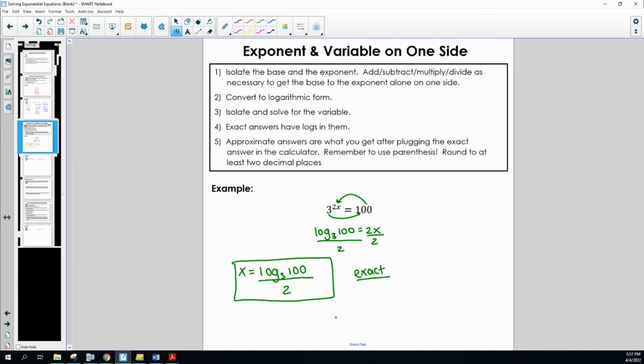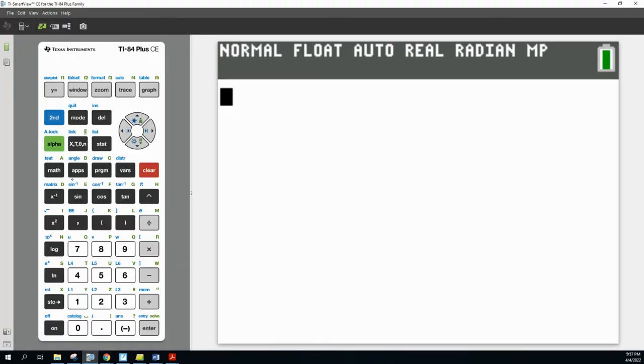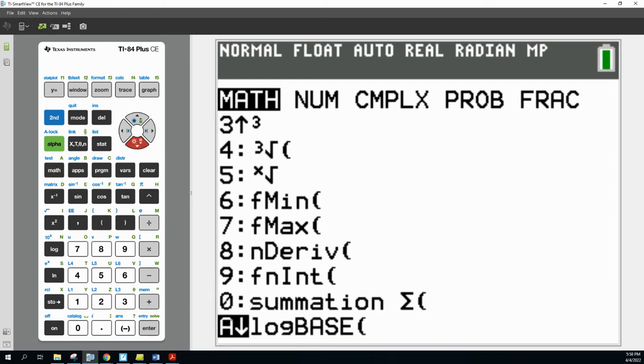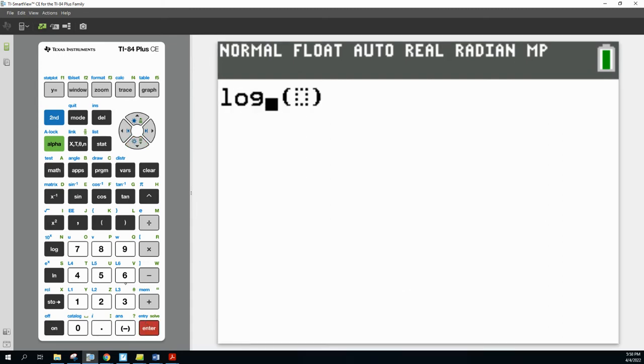And if I want to find my approximate answer, I'm going to plug this into the calculator. If you're using one of these classroom set calculators, there's a button that changes the base on the log. Right now, if I hit this log button here, that has a base of 10, and we can use that, and I'll show you that in a minute as well. But we can use this math button right here. If you scroll down to log base, hit enter, we can put the base in on the log. So it was log base 3 of 100.